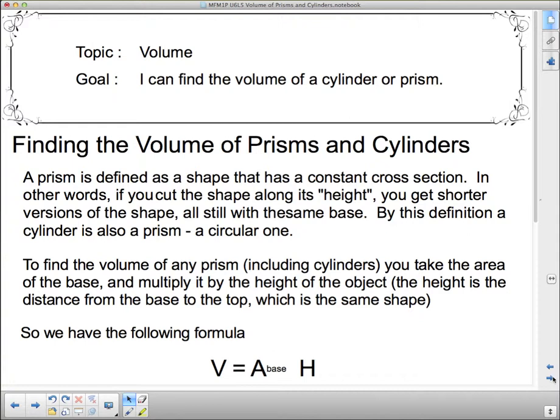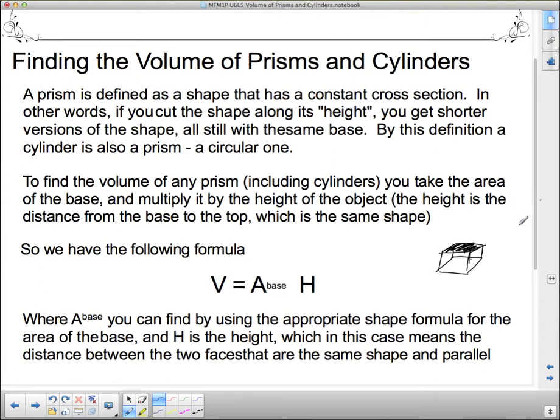So a prism is defined as a shape that has a constant cross-section. In other words, if you cut the shape along its height, you get shorter versions of the same shape. So here's what I mean by that. If I take this prism, now, if I just cut this off and make it shorter, I get basically the same shape, it's just a shorter shape. Okay? So it has a constant cross-section because this piece, where we cut, is always the same shape. This is also the definition for a cylinder or a circular prism.